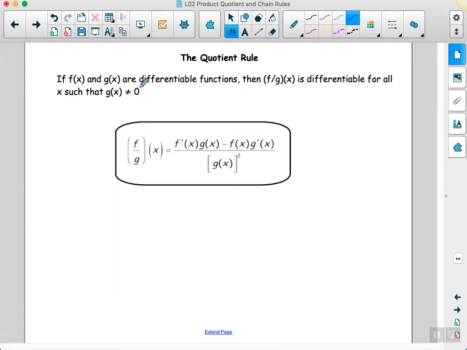Moving forward, if f at x and g at x are differentiable, you're familiar with the quotient rule. The quotient rule says that (f over g)' at x would be equal to f prime at x times g at x minus f at x times g prime at x, all divided by g at x squared. I do believe when I proved this in calculus, we looked at this.